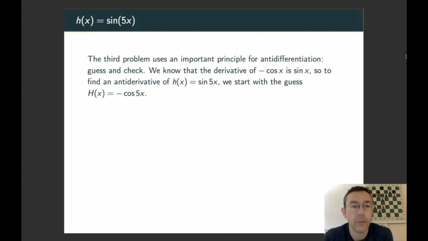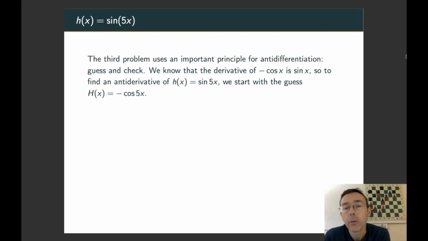The third one's a little different. h of x equals sine of 5x. So here we are going to use the fact that antidifferentiation is the reverse process of differentiation. We're going to make some guesses at what we need to differentiate to get this thing. So what kind of function will I differentiate to get sine of 5x? Well, it's going to be some kind of cosine, because the derivative of cosine is negative sine. And in particular, it should be a cosine of 5x, because I know when I differentiate a trig function, the argument, the inside, doesn't change.